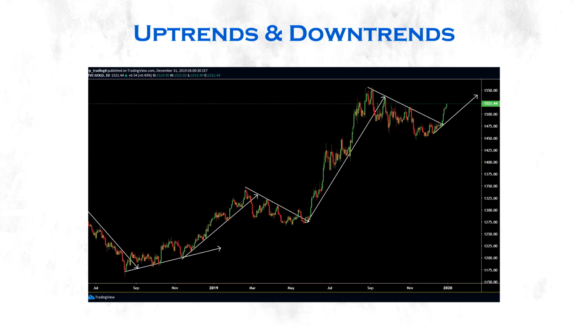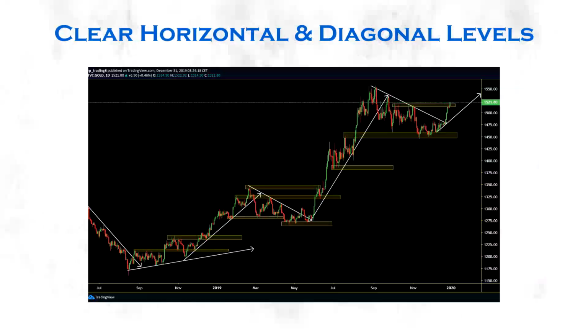The next thing I want to talk about are diagonal price levels. You can call them trends as well. I'm talking about uptrends and downtrends. If the price is going up, we call it an uptrend. If the price is going down, we call it a downtrend, as you all know. And if we analyze the chart, we want to identify the very clear horizontal price levels as well as the very clear diagonal price levels.